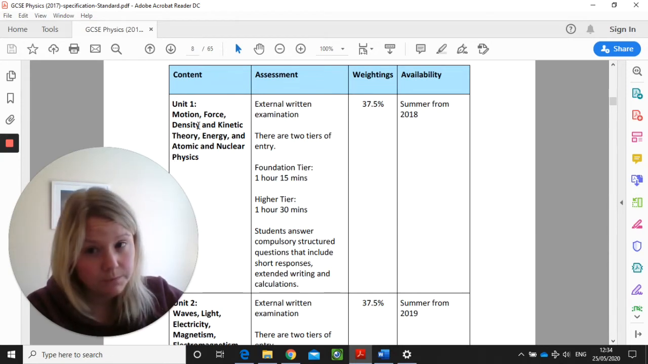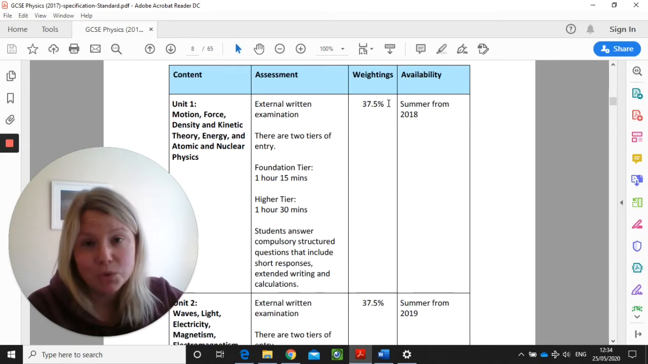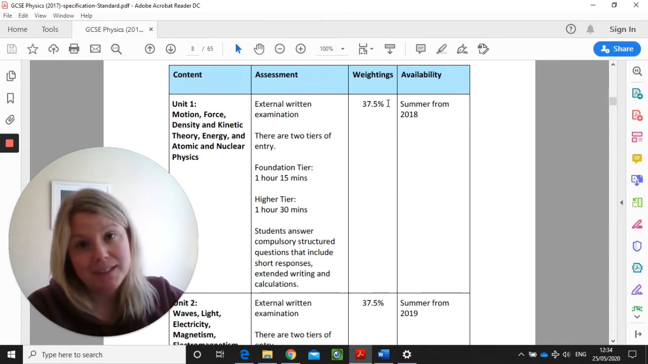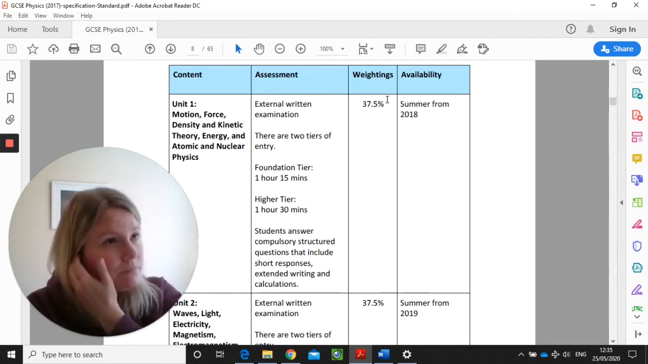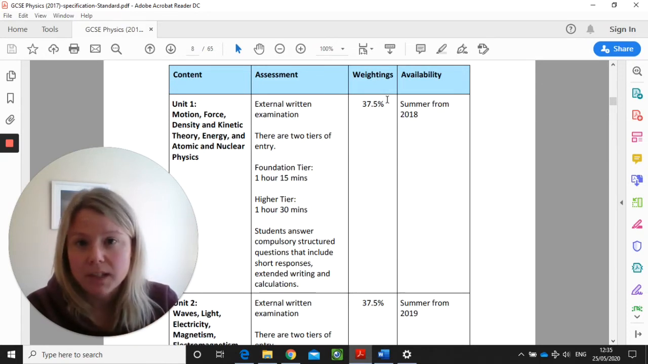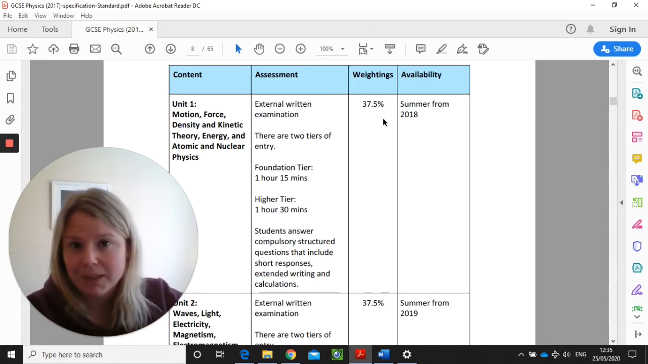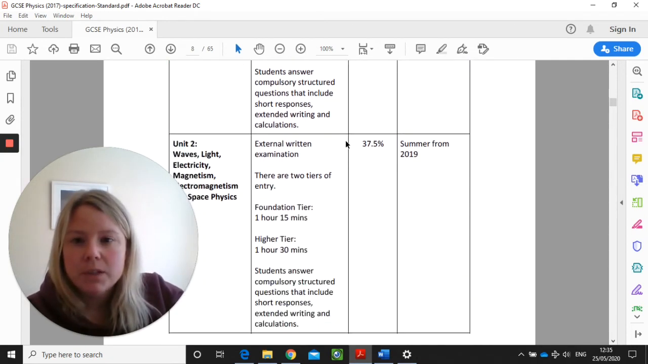So Unit 1 is worth 37.5% of your whole GCSE, and you will sit the exam for it at the end of Year 11. So this time next year, you will sit this exam, and if you do well in it, that's 37.5% of your GCSE under your belt. Happy days. Okay, let's have a wee look at the rest of it.